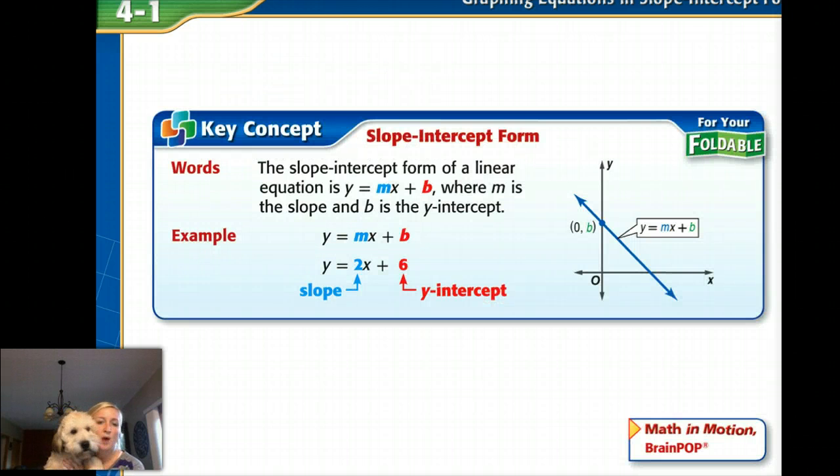Key concept: y equals mx plus b. M represents slope. We've learned about that before. But what's new this time is the b value, which is our y-intercept.